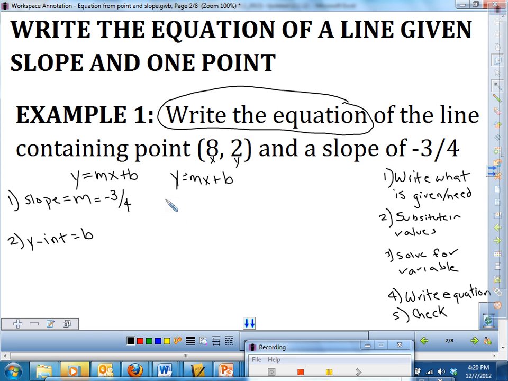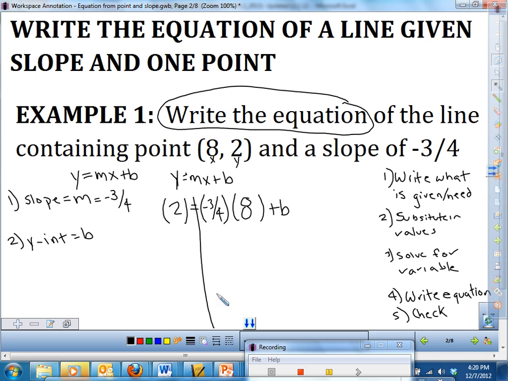And I should always use parentheses when I'm substituting, so I'm going to put parentheses for the y equals parentheses for my m. Now to remind myself that m and x are being multiplied, I'm going to put the parentheses touching each other, plus b. Now I'm going to substitute my values. The value of y was 2. The value of m was negative 3/4. The value of x was 8.